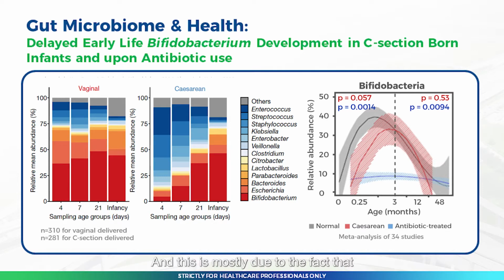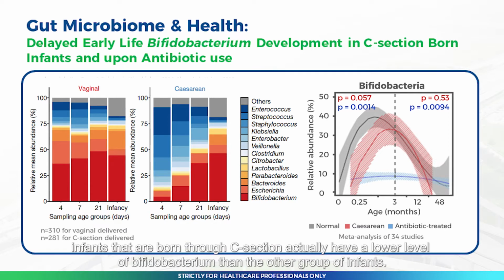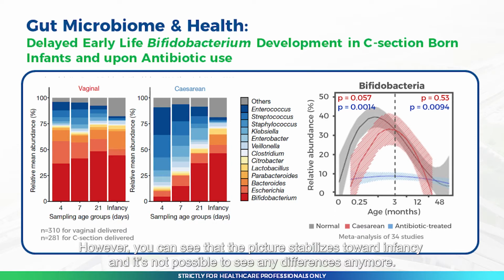This is mostly due to the fact that infants born through C-section have a lower level of bifidobacterium than the other group of infants. However, you can see that the picture stabilizes towards infancy and it's not possible to see any differences anymore.